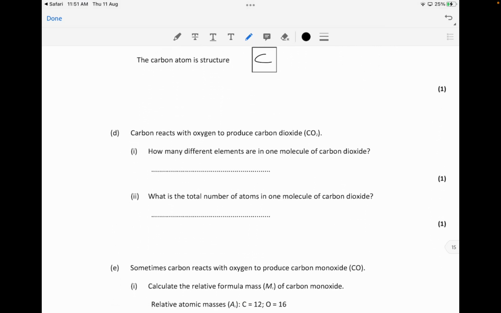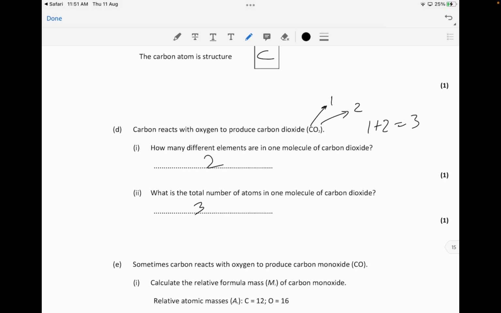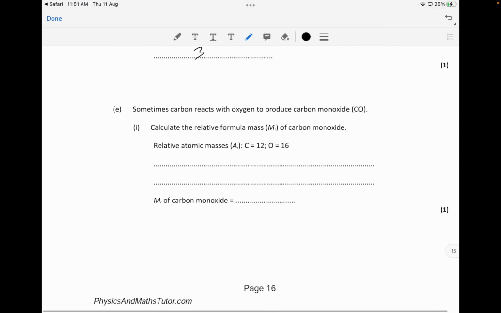Now, carbon reacts with oxygen to produce carbon dioxide. How many different elements are in 1 molecule of carbon dioxide? So there are roughly 2 elements present. Now what's the total number of atoms? Since carbon has 1 atom and oxygen has 2, you add 1 plus 2, which is 3. So there are 3 atoms in 1 molecule of carbon dioxide. Let's move on to the next question.